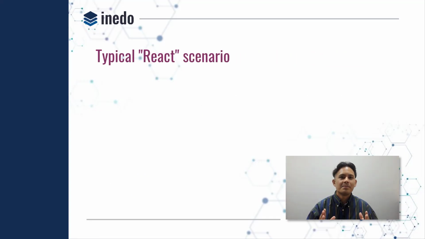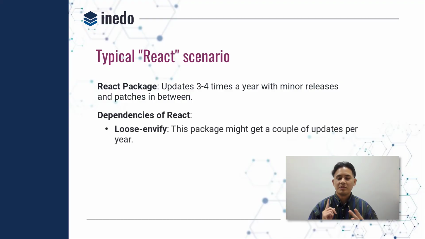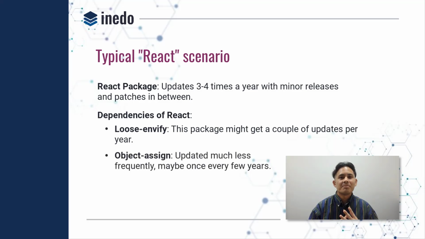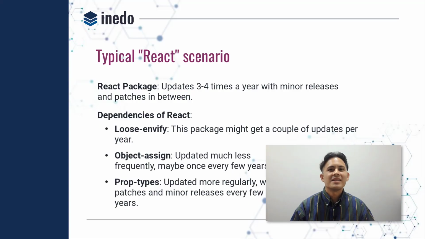Take React as an example. React itself only updates a few times a year, which seems manageable, but it depends on other packages like loose-envify, object-assign, and prop-types, which all update at their own pace. And while React itself might seem stable, its dependencies might be changing behind the scenes, carrying hidden risks straight into your project.